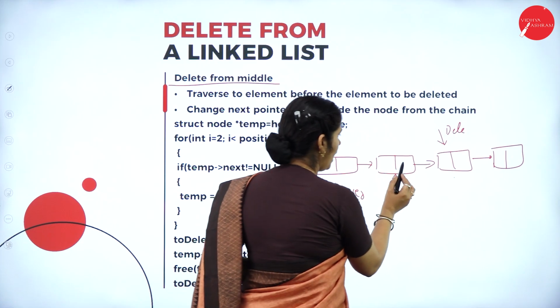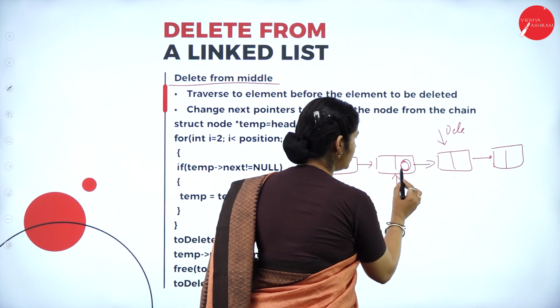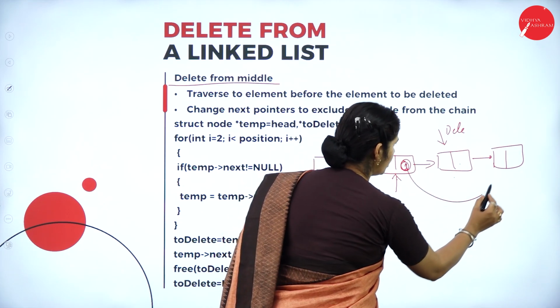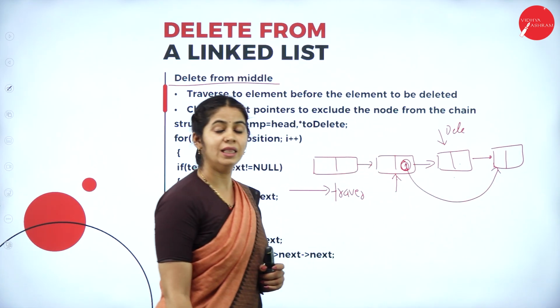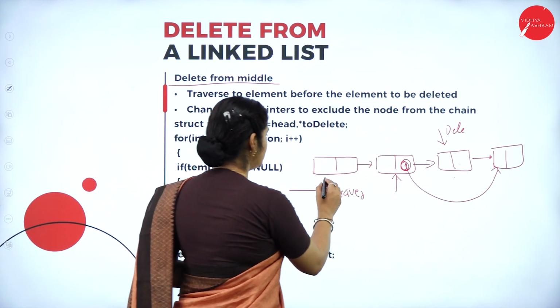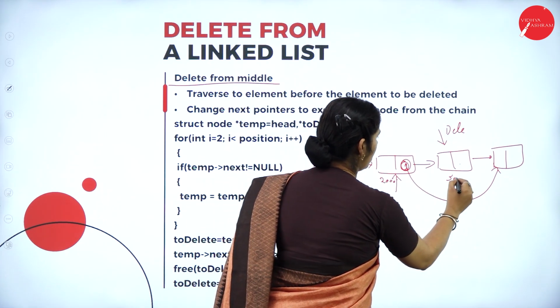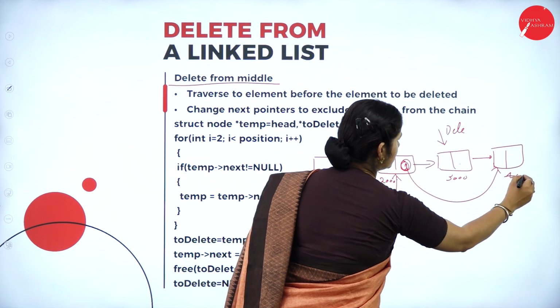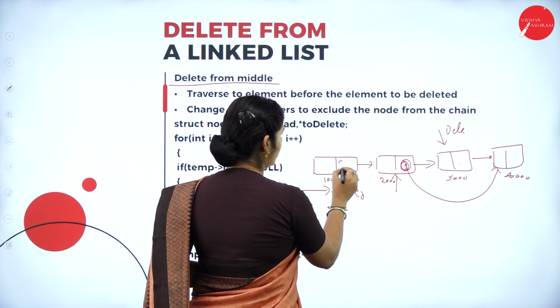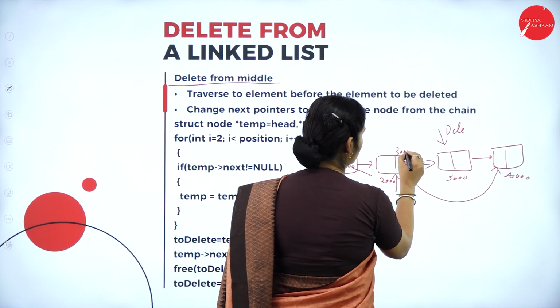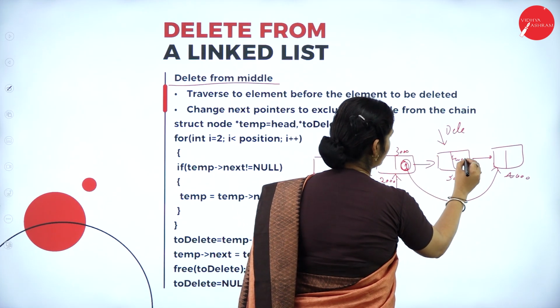What do I have to make? I have to make this next pointer, instead of pointing to this node, point to this node. So if it is 1000, 2000, 3000 and 4000, say, consider this. What will it be having? 2000 it will be having, here it will be having 3000 and here it will be having 4000.